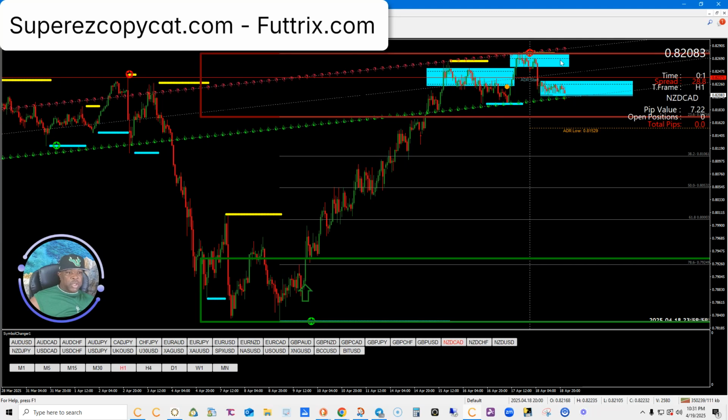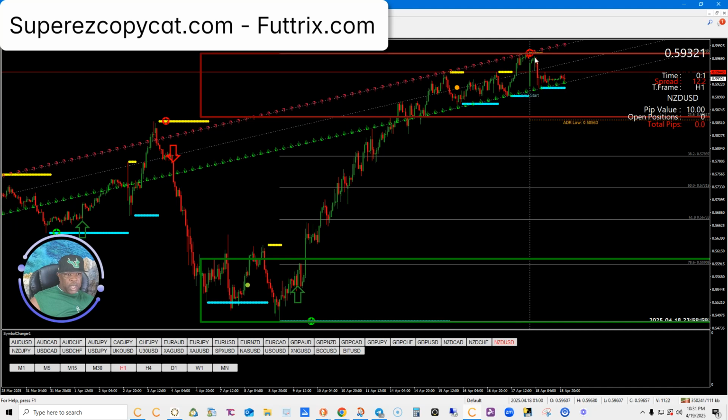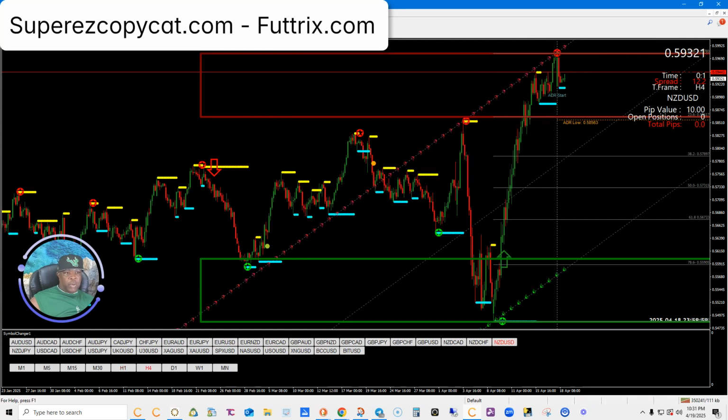NZD CAD, I'm looking to get that one. That one is probably going to continue down as well. All right, now this one, I see a head and shoulders on the 1 hour. This one played with us last week. It pushed up and stopped us out. You see that big old spike, but it then came back in range. So I think it just created a head and shoulders.